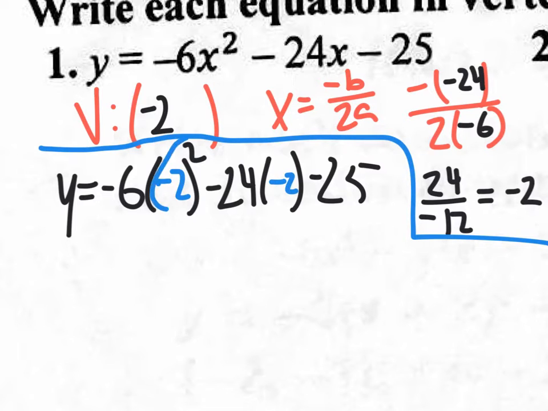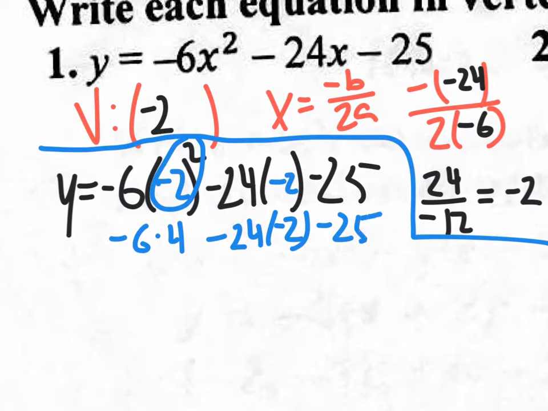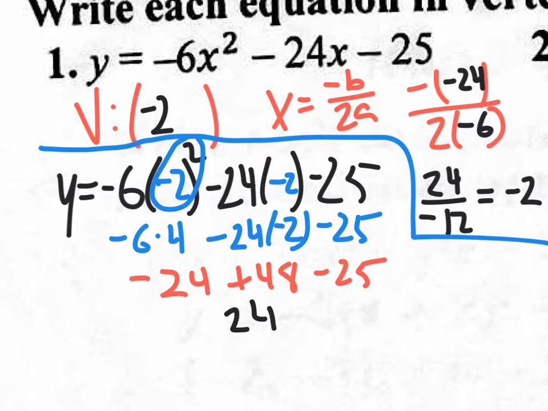I will have an exponent, -2 to the second power, that's 4, so I really have -6 times 4 minus 24 times -2 minus 25. So -6 times 4, that's -24, and -24 times -2, that's a +48. Bring down the -25, and then -24 plus 48, that is +24. Then minus 25, we end up with a -1. Okay, so what we found was the y value, -1. Okay, so we have the vertex.